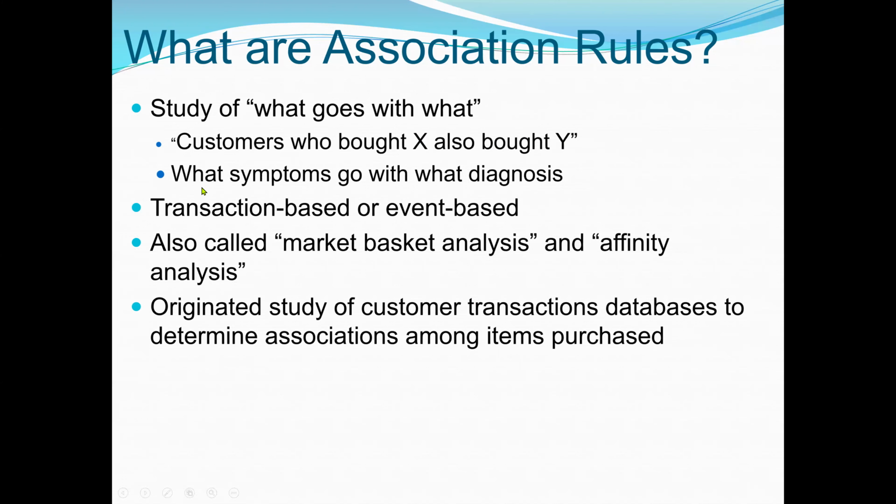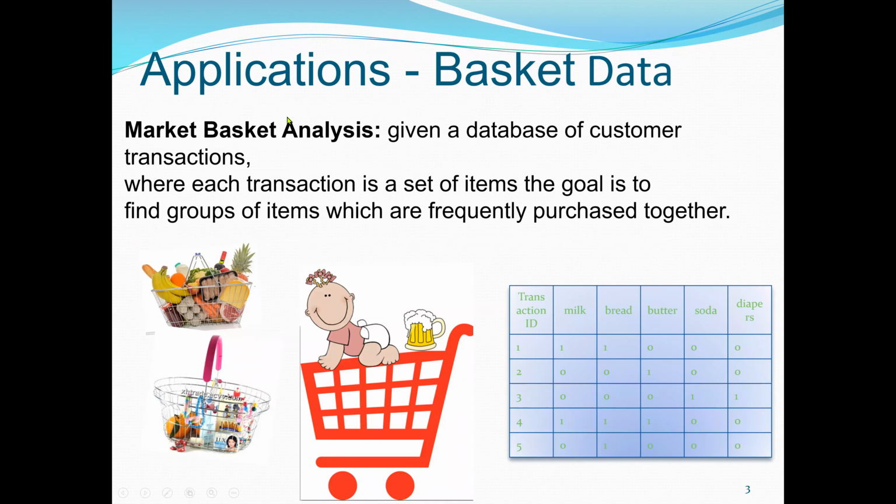Another example is what symptoms go with what diagnosis. So again, association rules can be based on transactions or events. Also called market basket analysis or affinity analysis. This originated from the study of customer transactions to determine associations among items purchased, which is our first example. Customers who purchase one item may purchase another item. So applications can be basket data. In terms of basket data, we are dealing with a transaction database system.